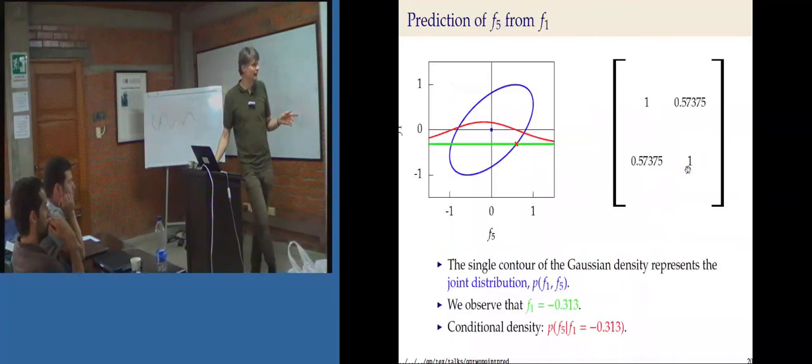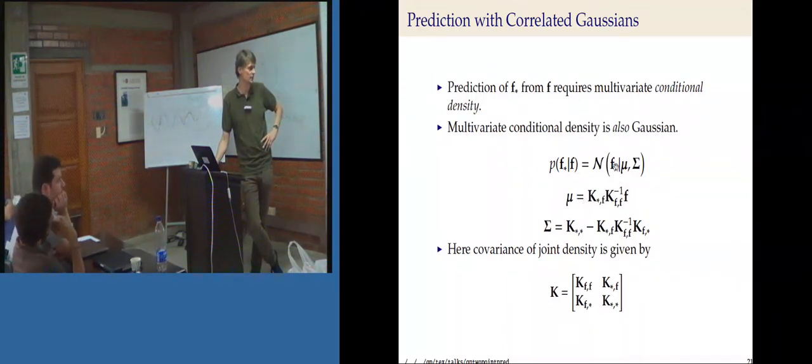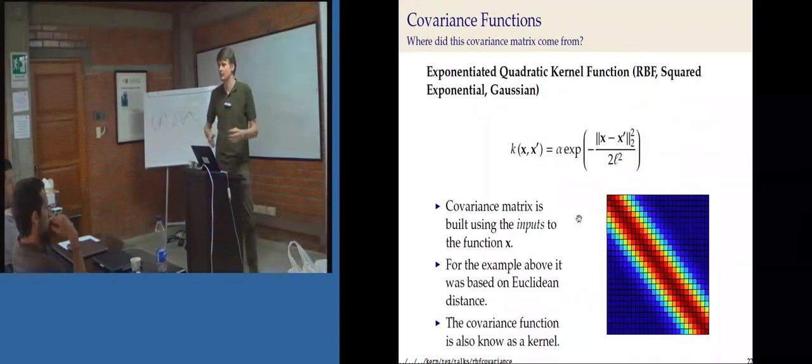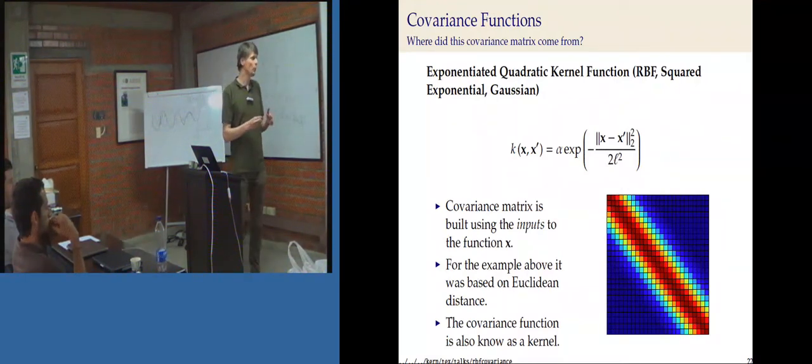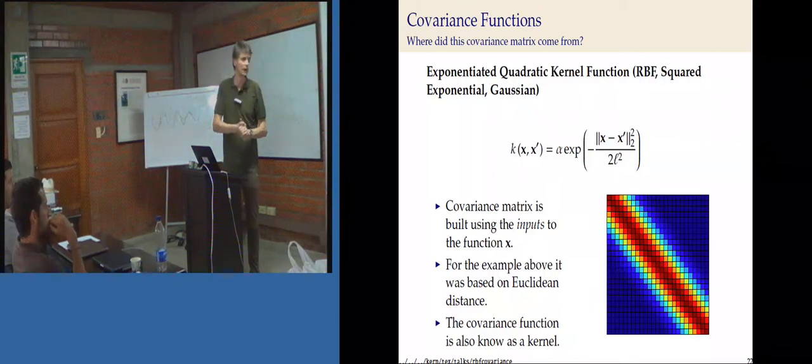Okay, so that's all about the covariance, and this is the object of most interest. So, sorry, that's rewriting that the conditional distribution of f star given f is this Gaussian here with this mean and this covariance. Okay, so where did this covariance matrix come from? Well, this is the key component of the Gaussian process, is how you define it.